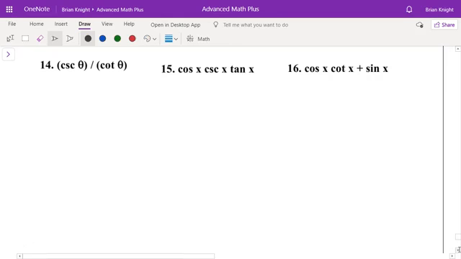So, this one right here, I'm going to rewrite it. It's cosecant theta over cotangent theta. Okay? What is cosecant that we can make it something sine or cosine? 1 over sine. 1 over sine theta.